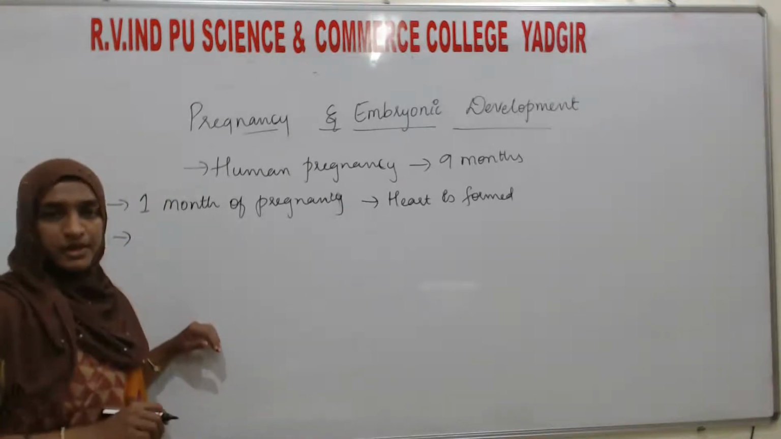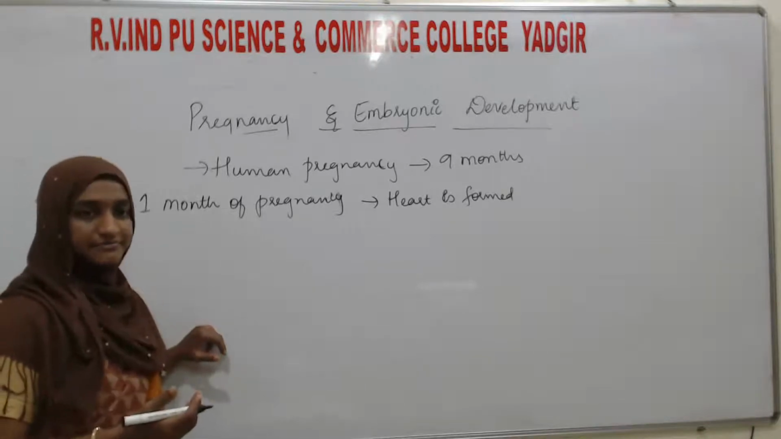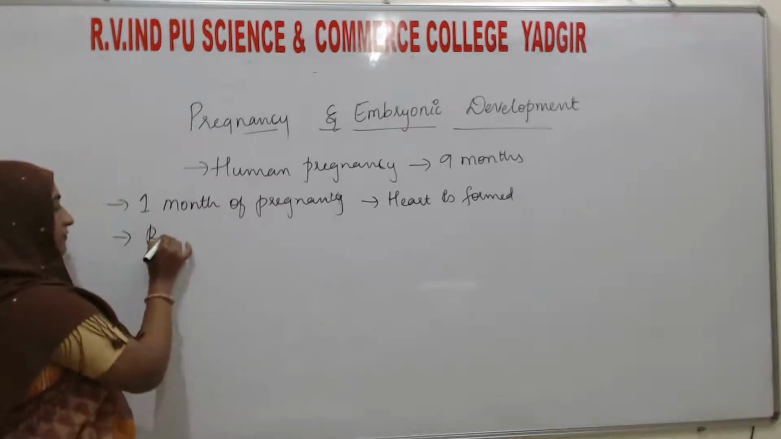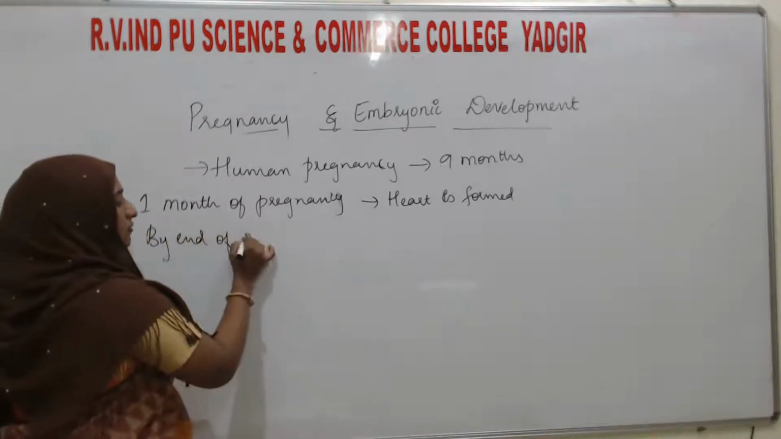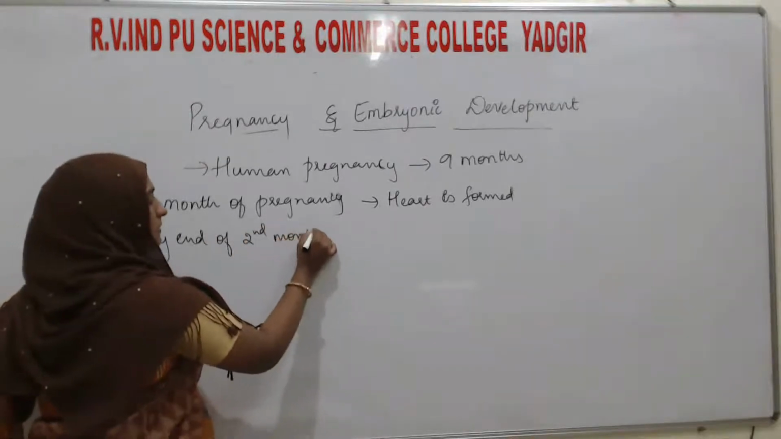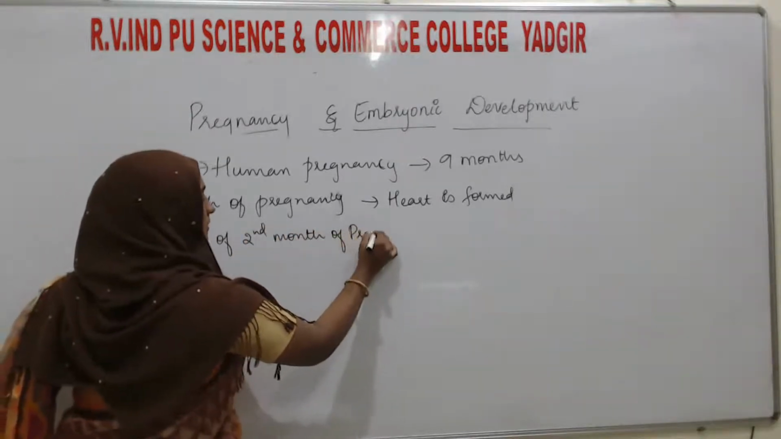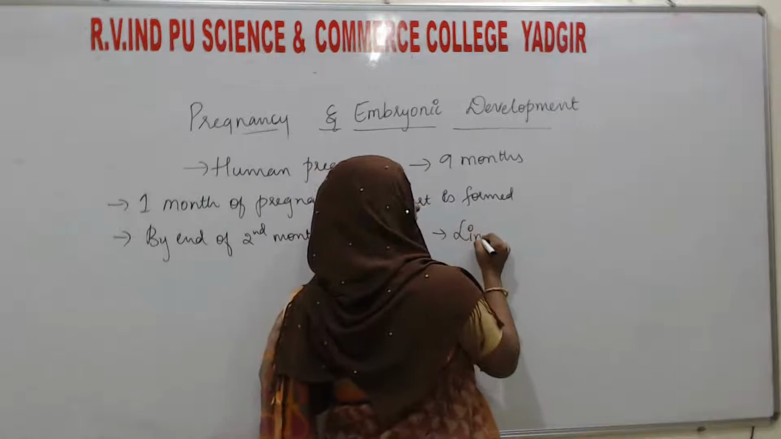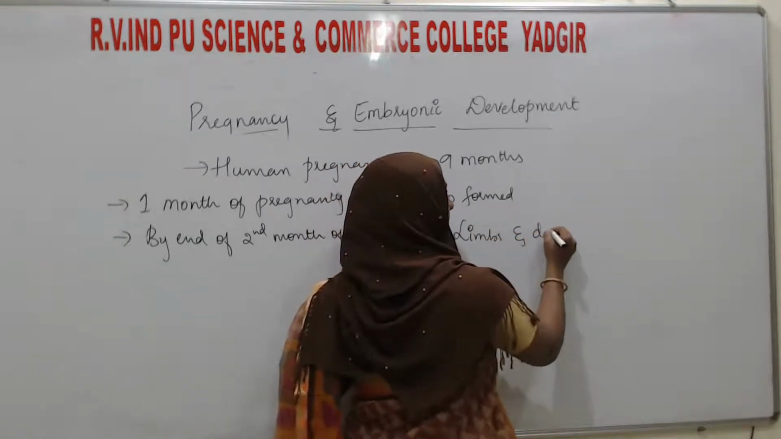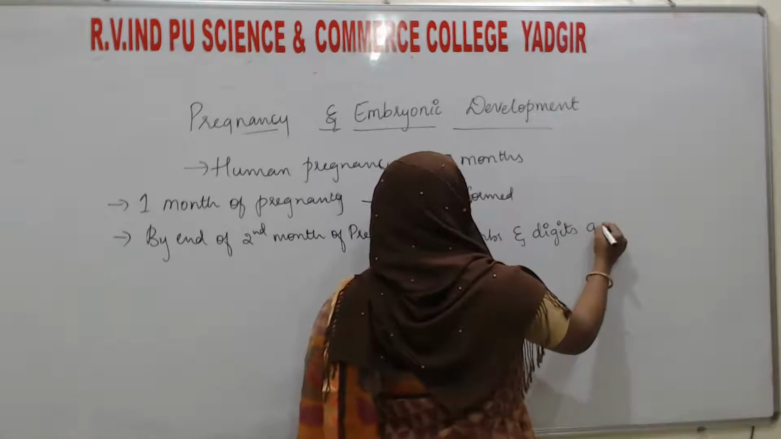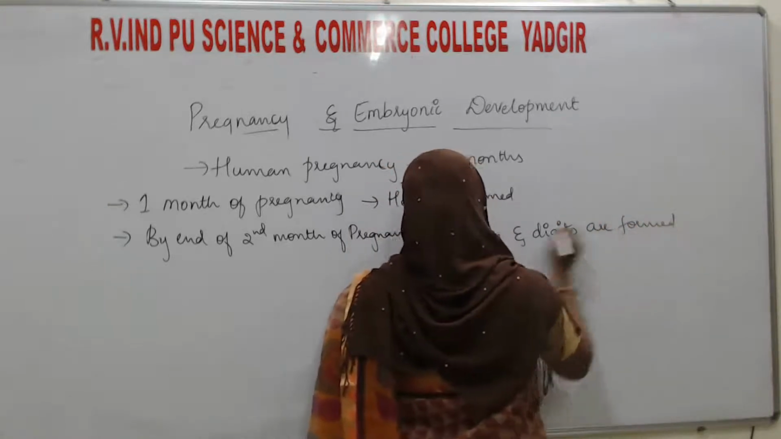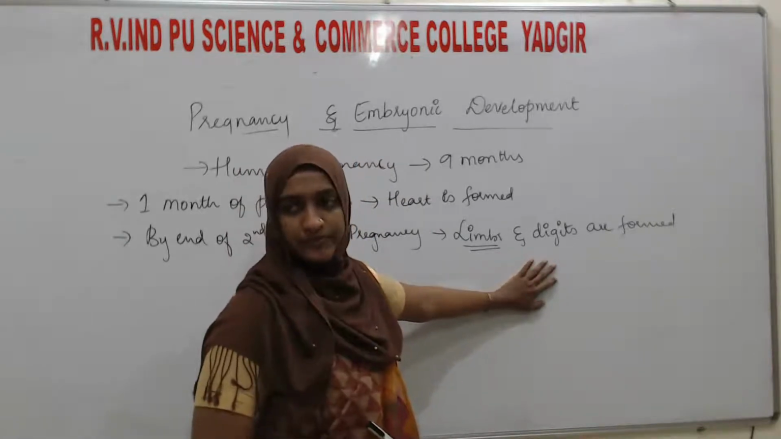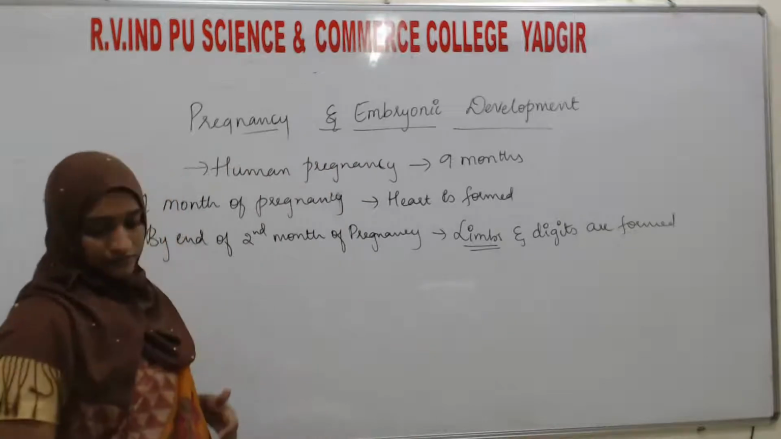The next thing: by the end of the second month of pregnancy, the fetus will develop the digits and limbs. Limbs means legs and hands, and digits means fingers are going to develop. At what time? By the end of the second month of pregnancy. What is formed here? Limbs and digits are formed. Limbs means hands and legs, digits means fingers. When? By the end of the second month.